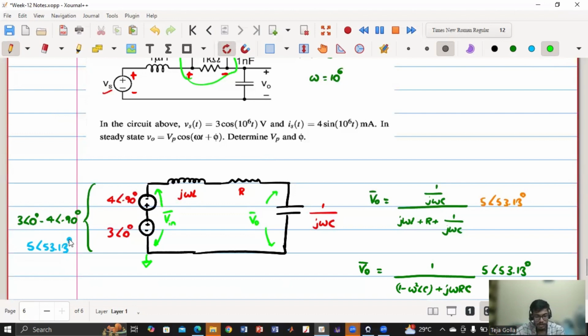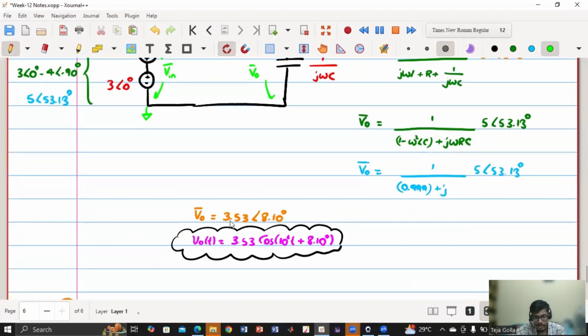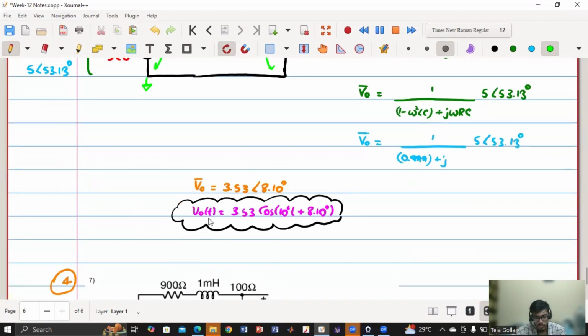Now this entire thing is represented by a single source, and here we have 3 impedances. The voltage across one of the impedances is the impedance of that element by the total impedance, into the voltage source value. From there we calculated V naught, and from there we got V naught of t. So is that clear now? Okay, sir, clear.